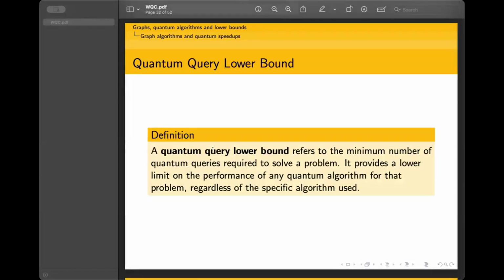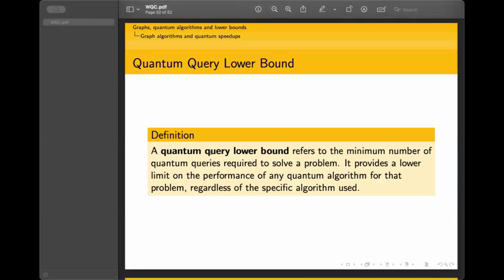Anyway, I think it's time to go into lower bounds. Just before we start, some informal definition of what a quantum query lower bound is. It is simply the minimum number of times your algorithm needs to access the input of the problem to be able to decide the given problem. And this is very fundamental.